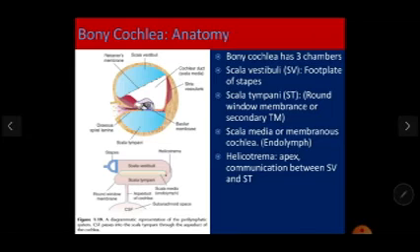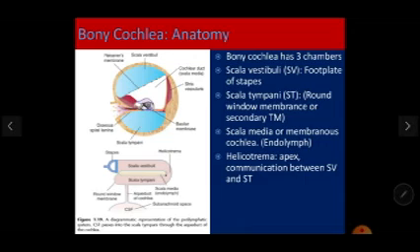Okay, the stria vascularis is highly vascular, and this is the area where your endolymph is formed. Okay, now the tectorial membrane, whenever there is a movement, this is the scala tympani and this is the scala vestibuli. Scala vestibuli will open into your oval window, and scala tympani will open into or will be sealed by your secondary tympanic membrane or round window membrane.